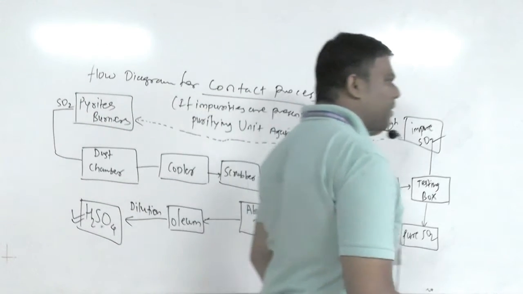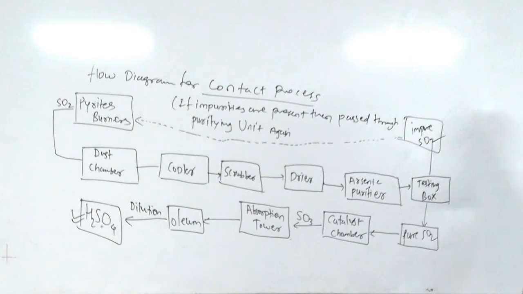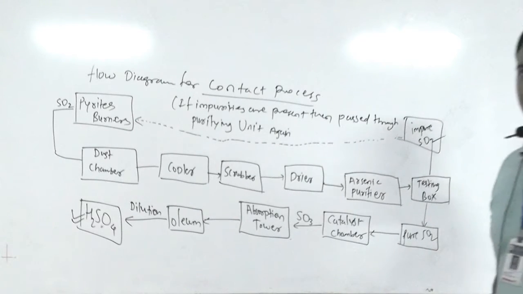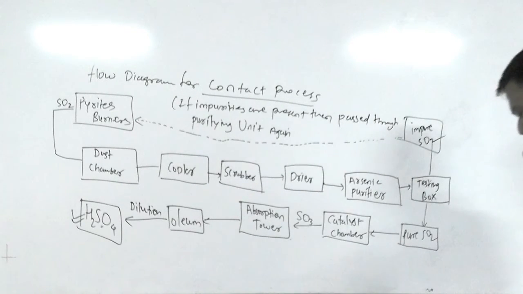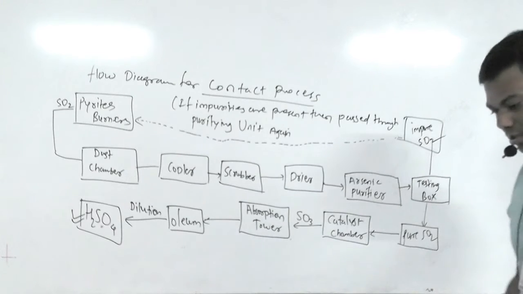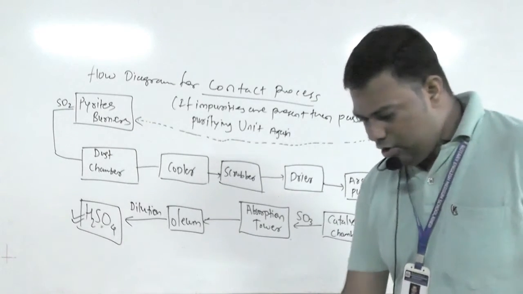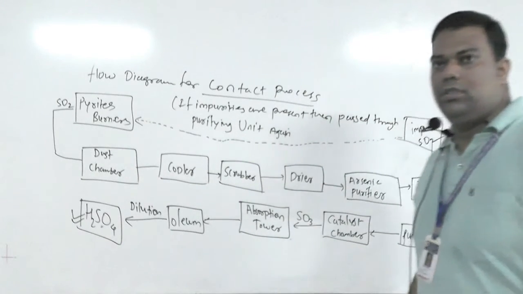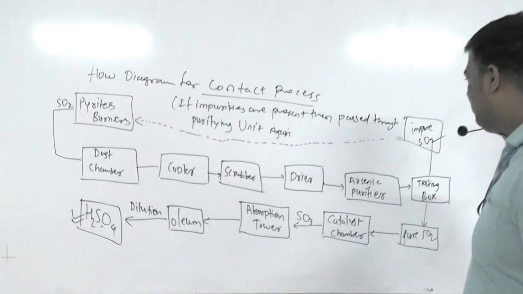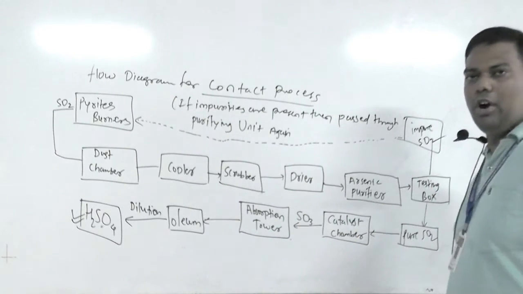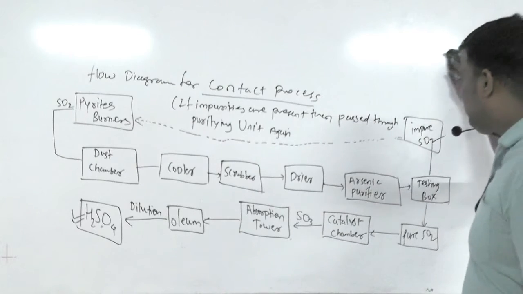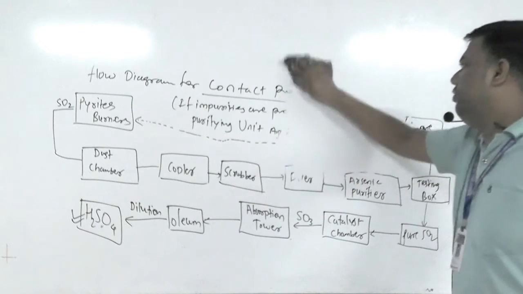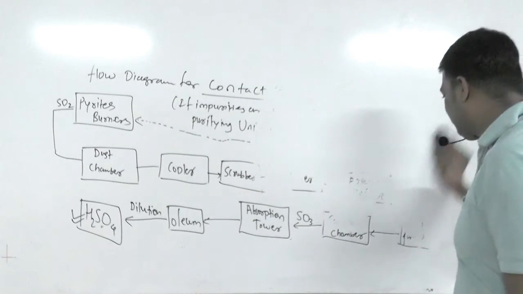Understood? So this is the flow diagram for the production of sulfuric acid. Write this properly in your notes. Understood? It is very much important. You have to copy it down in your notes.